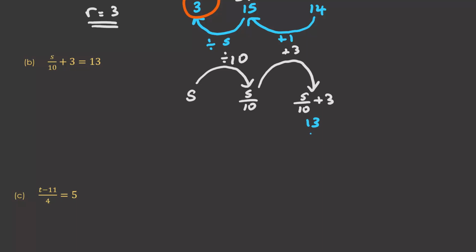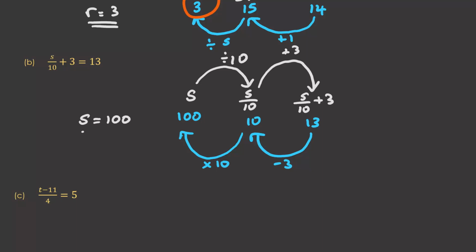Go with 13, do the inverse. I'm going to take away 3, which gives me 10. And then the inverse here is going to be multiplied by 10, which gives me 100. So I can say that s is equal to 100.